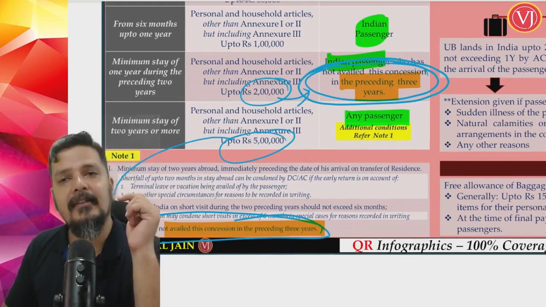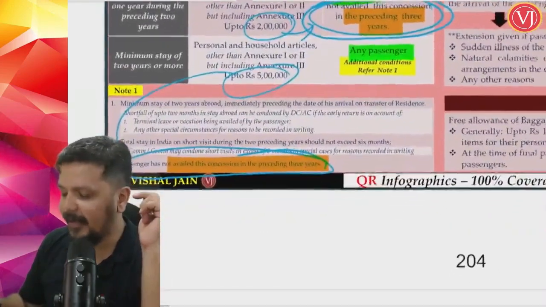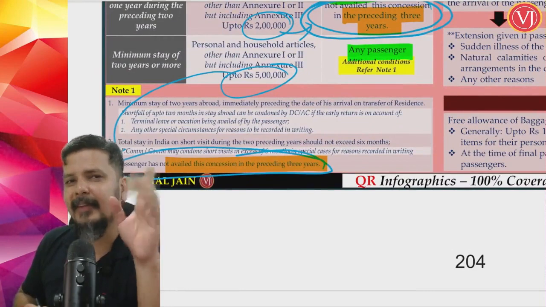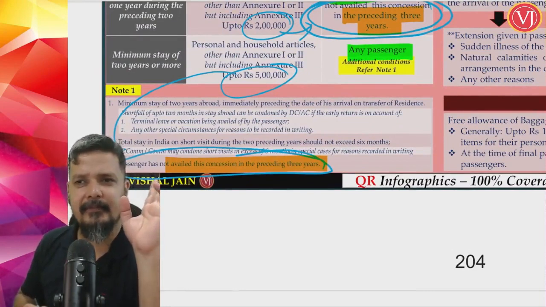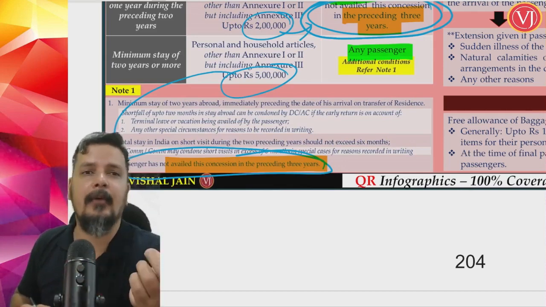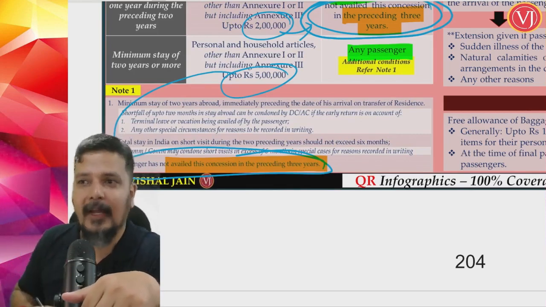The benefit of higher exemption of 2 lakhs and 5 lakhs can be taken only once in 3 years. It may be possible that you are eligible. I'll tell an example. You went to USA for 1.5 years. You came back. 1.5 years means you're covered at 2 lakhs. You enjoyed the benefit of 2 lakhs.